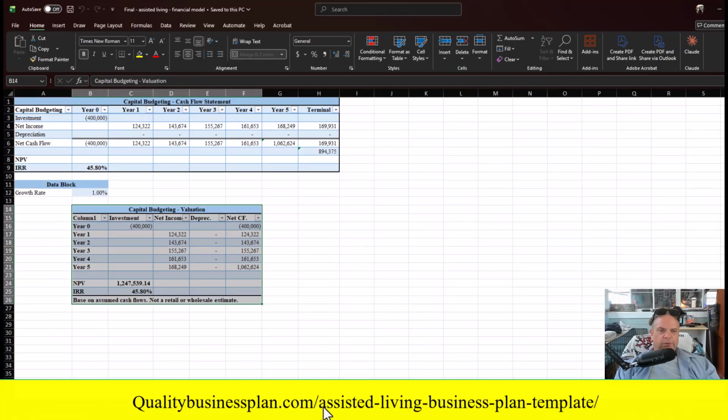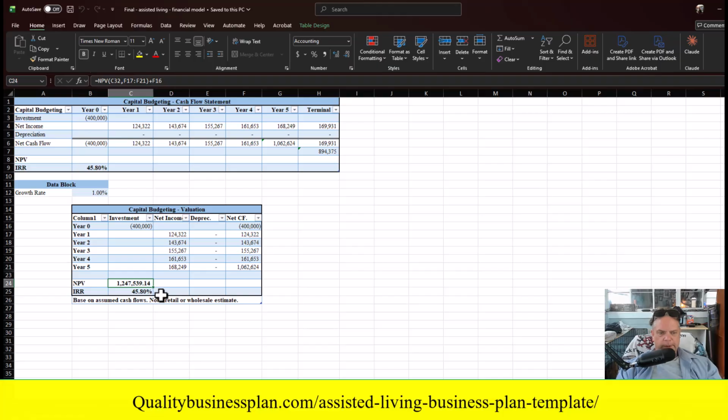And then finally, this right here is going to be the valuation based on your cash flows. For this particular example, if you invest $400,000, based on all of your revenues as well as your costs, your net present value, or the valuation of the business based on cash flow, is going to be $1.2 million. A nice little valuation, again, based on cash flow, not a retail value.